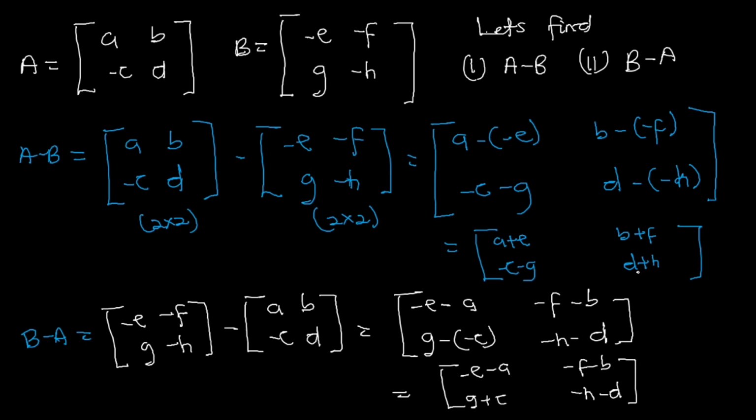Now if we compare this and this, we realize that over here we have A plus E, but here we have negative E minus A, and they are not the same. This is also different from this, and this is also different from this. So from just this, we can conclude that subtraction of matrices of the same order is not commutative. So let's have a look at a practical example. So we have matrix A is equal to 5, 3, 2.